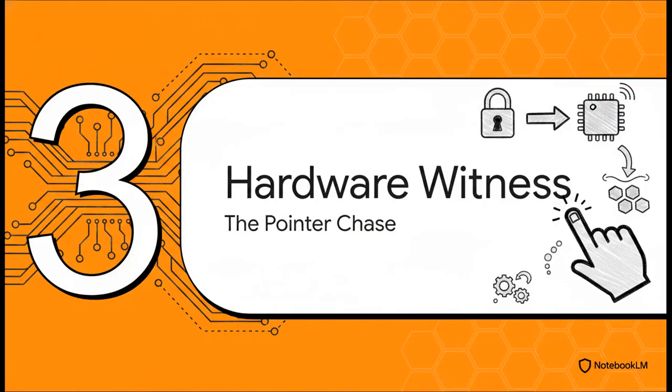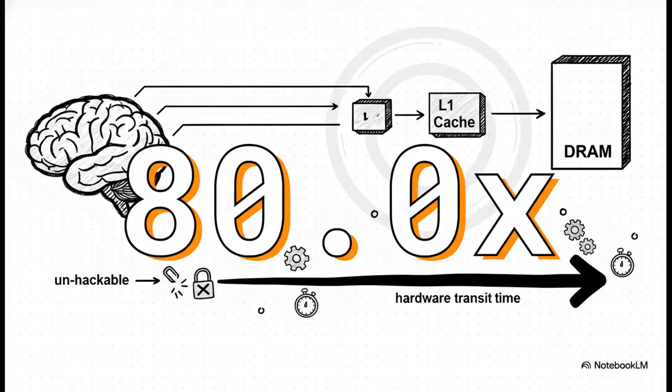All right, section 3, the unforgeable hardware witness. Let's take a look at time and the pointer chase. 80 times x. This isn't just a minor speed bump. This is a massive miss penalty between the L1 cache and the main DRAM. You see, time itself is the actual substrate the witness lives in.